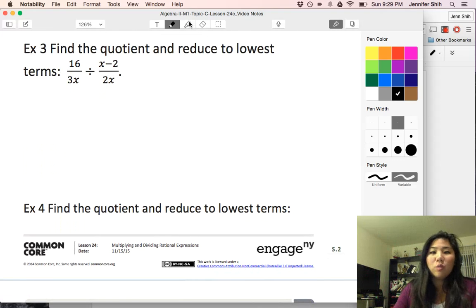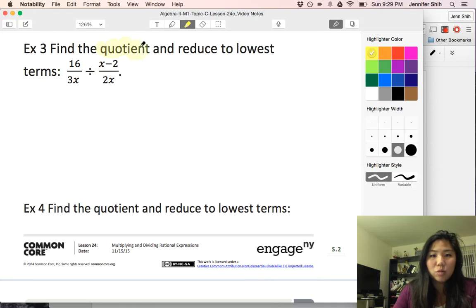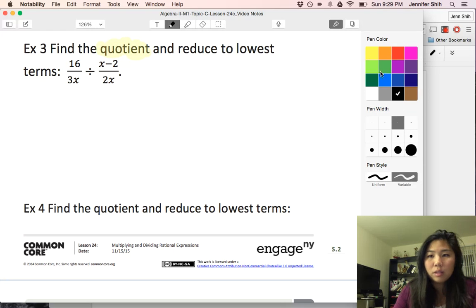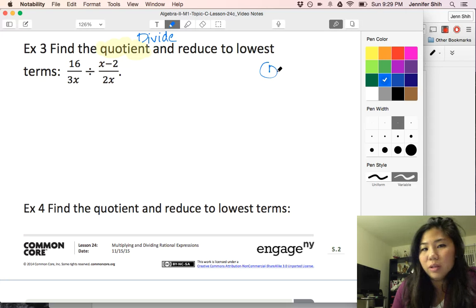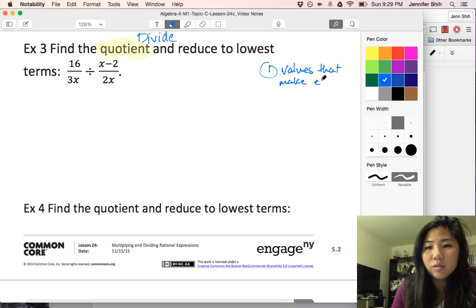And we're going to find the quotient. That means we need to divide, and we need to reduce to lowest terms. So let's say quotient means divide. Okay, so we have 16 over 3x divided by x minus 2 over 2x. We are going to follow very similar steps, but we need to identify values that make the expression undefined.